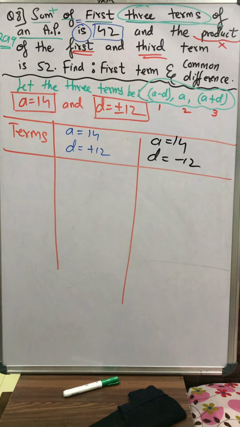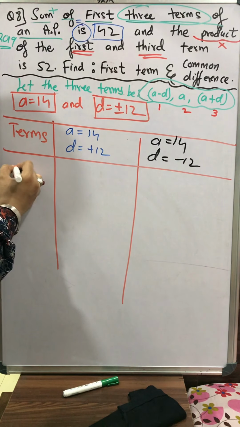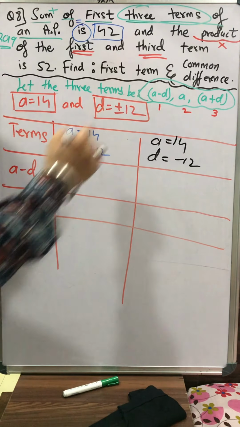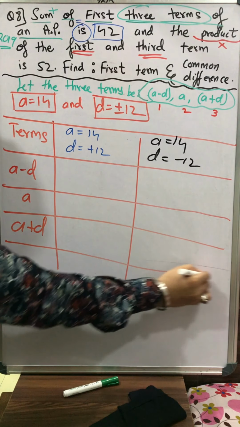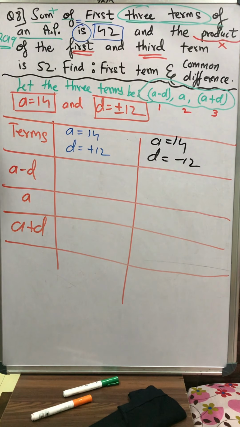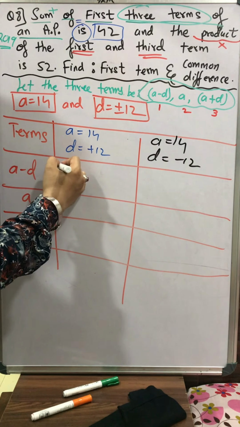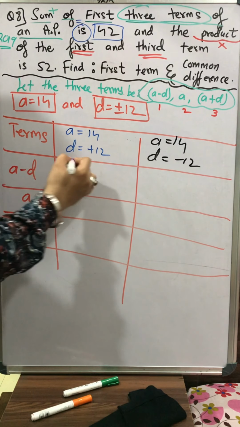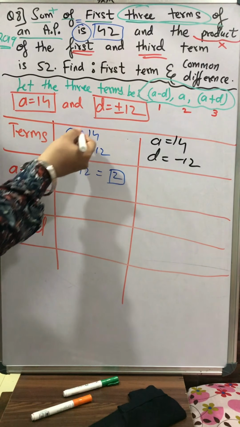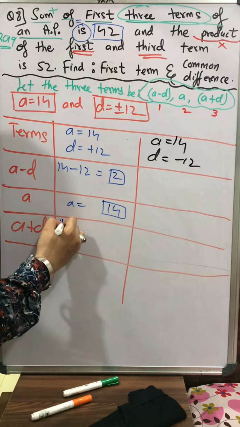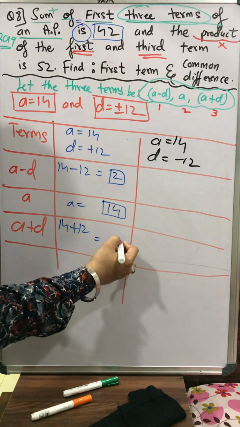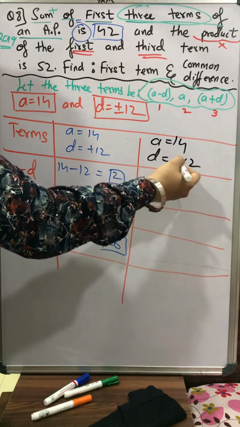What are our terms? Our first term is A minus D. Our second term is A, and our third term is A plus D. These are our three terms, students. First I'll be solving with blue color. It's very simple, students. A minus D: at the place of A I'll put 14, minus as it is, at the place of D I'll put 12. So it's 14 minus 12 and it comes to 2. A is 14 only. The next one, A plus D: 14 plus 12 is 26.